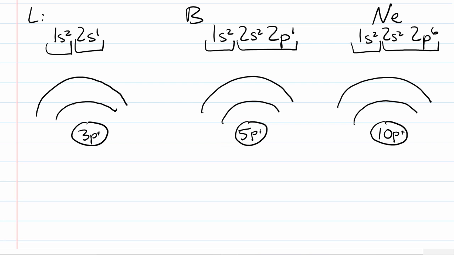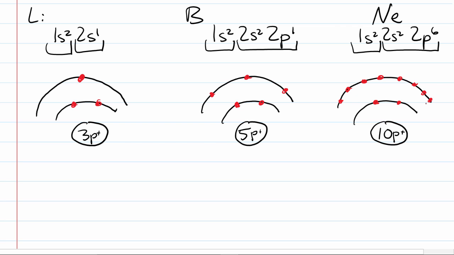Lithium is going to have how many inner level electrons? 2. And how many valence electrons? 1. Boron's going to have how many inner level electrons? 2. And how many outer level electrons? 3. Neon's going to have how many inner level electrons? 2. And how many valence electrons? 8. So we put in 1, 2, 3, 4, 5, 6, 7, 8 out here.